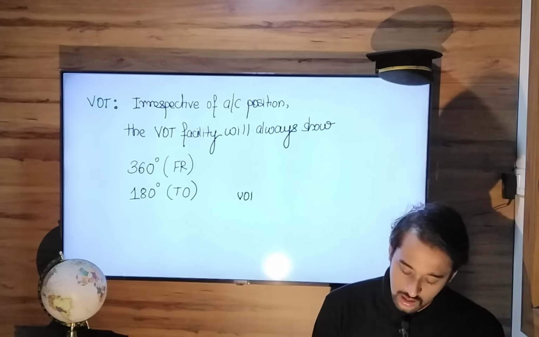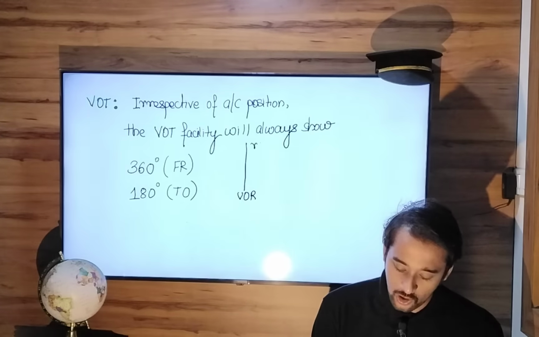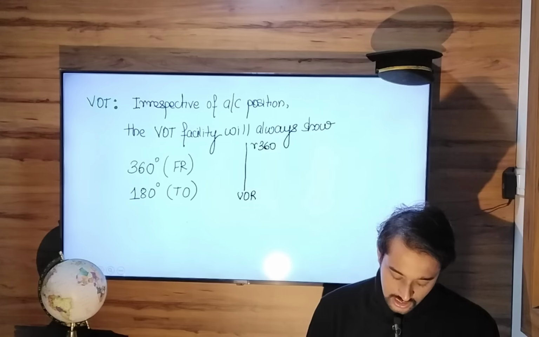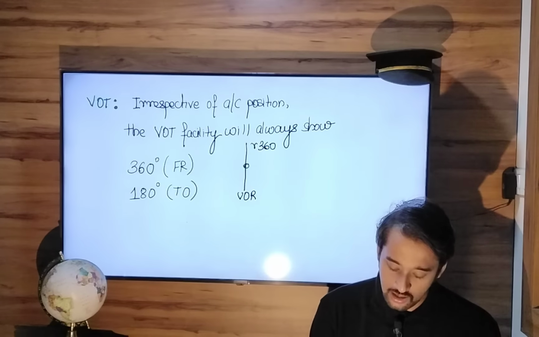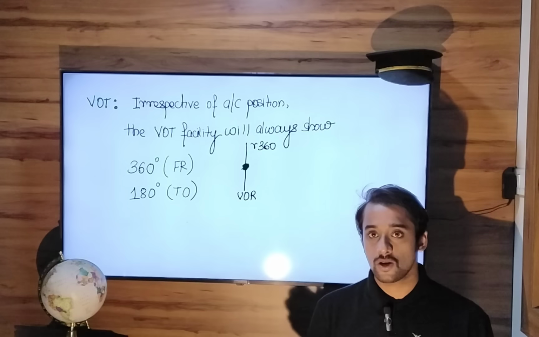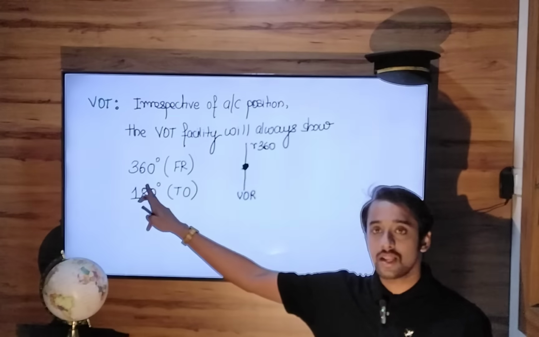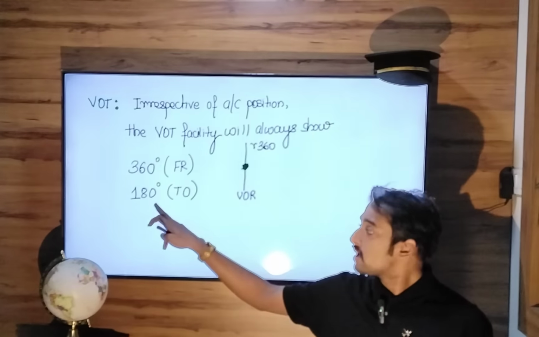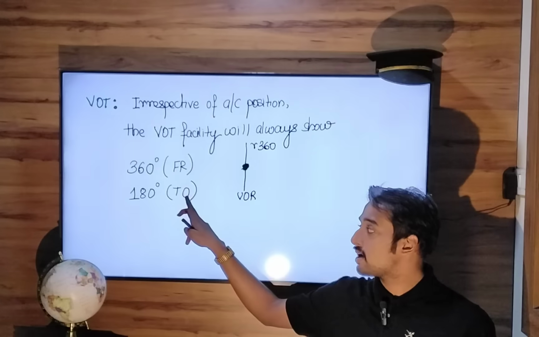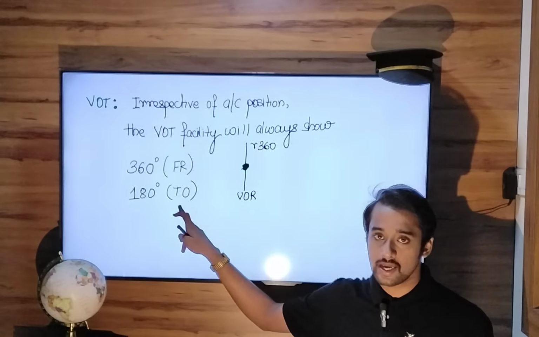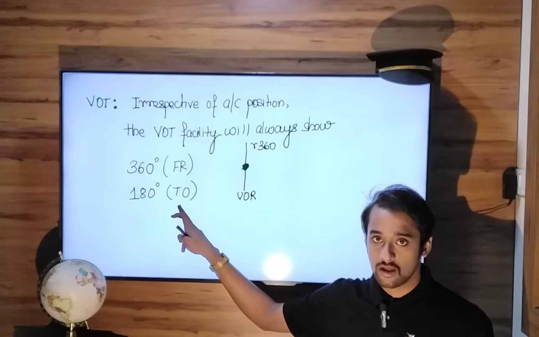It will give 360 from indication, that means aircraft is situated on 360 radial from the VOR. So if it shows 360 from, or if it shows 180, it should be accompanied by to indication. So aircraft may not be on 360 radial in reality.